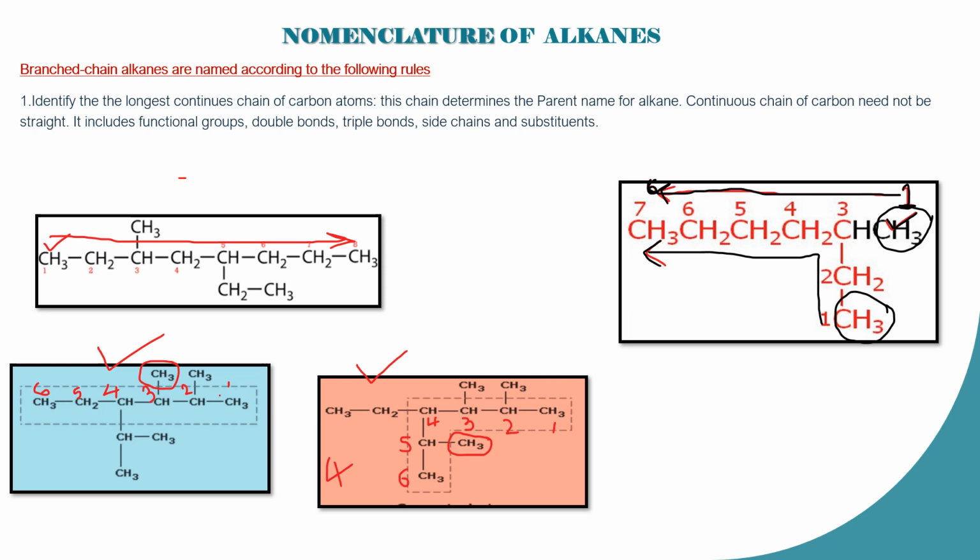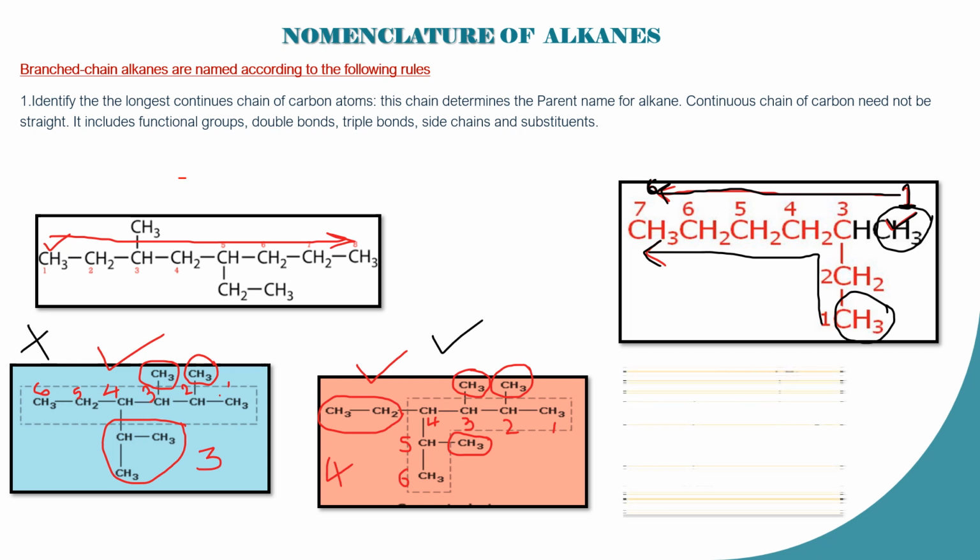But see the number of alkyl groups present in this first structure. 1 methyl, 2 methyl. This is the 3 propyl group. So the number of alkyl groups attached is 3. Here 1, 2, 3, 4. So 4 alkyl groups are attached in this carbon chain. So this is the correct way of giving numbers.